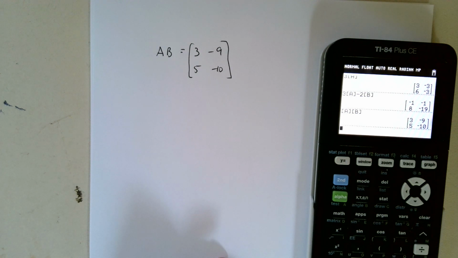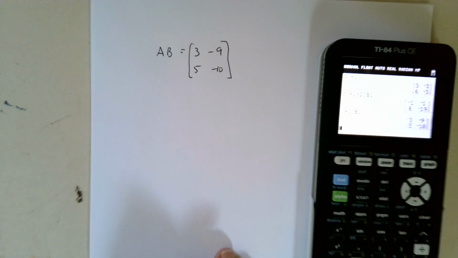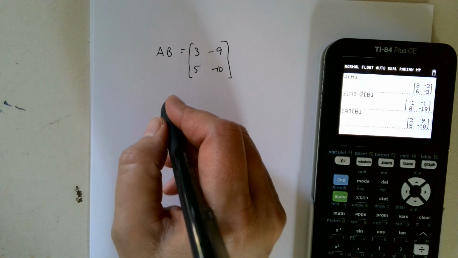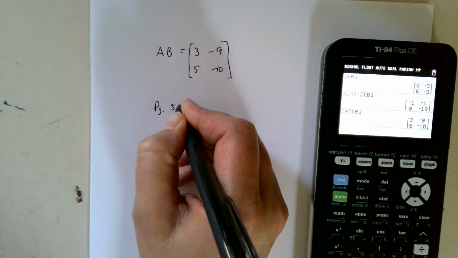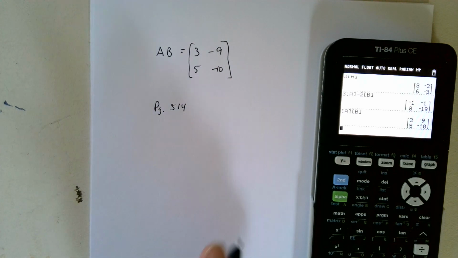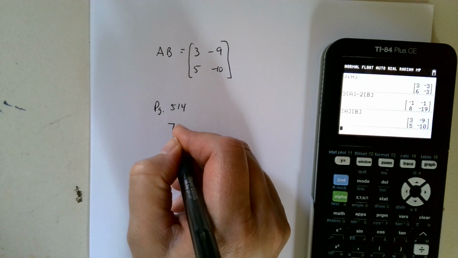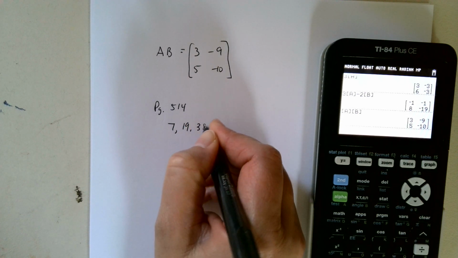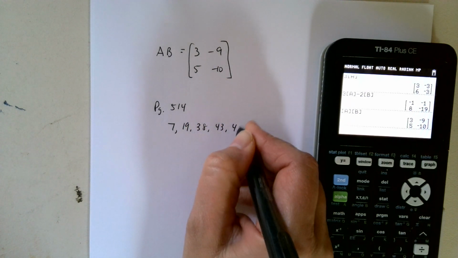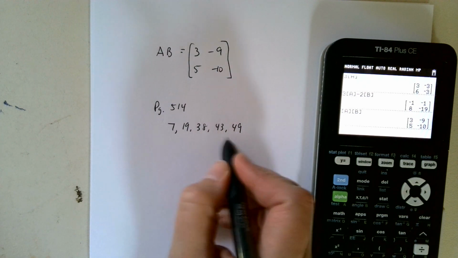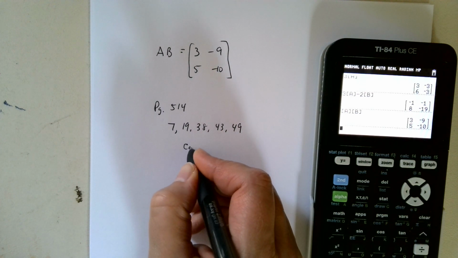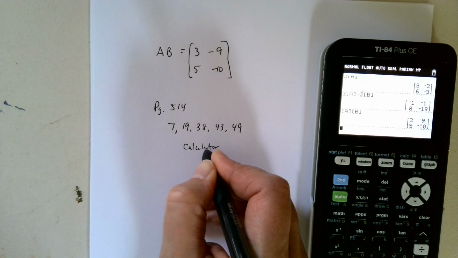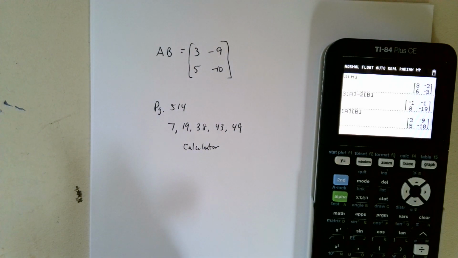All right, so your assignment or your work for the day is just practicing using your calculators. Tomorrow we'll talk about how to use our calculator to find the inverse, and then what we can do with that inverse after we know how to find it. The work for today will be in your book on page 514. I want you to work numbers 7, 19, 38, 43, and 49. And again, this is using your calculator. So just getting familiar with how to do matrices on your calculator.